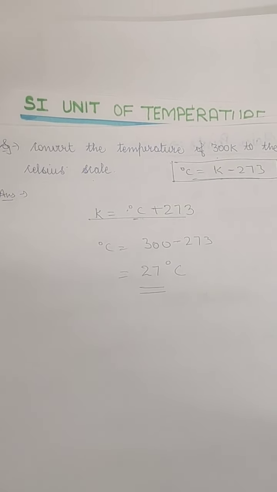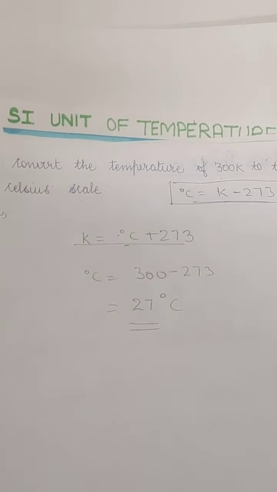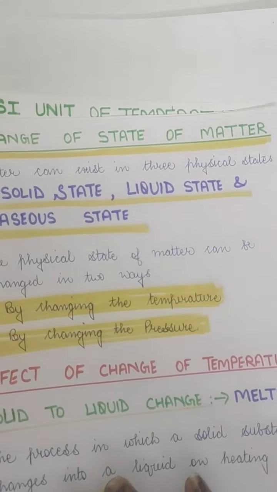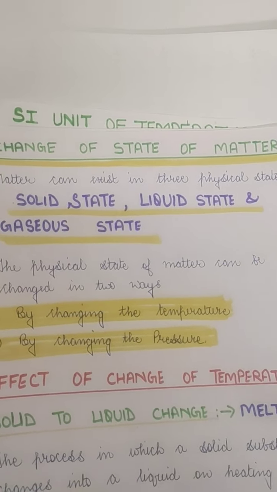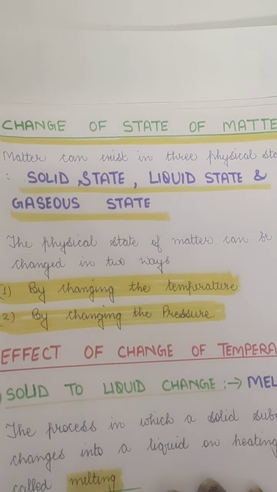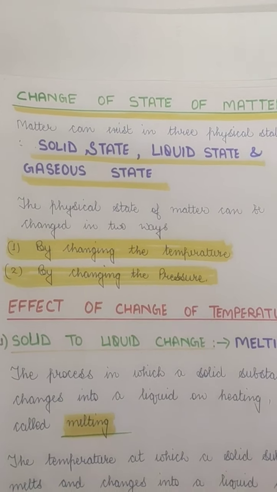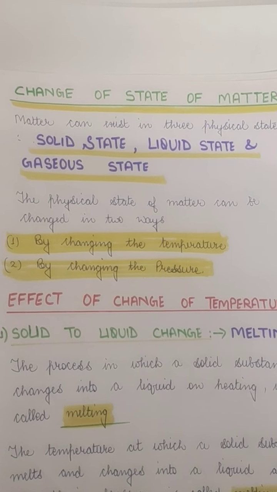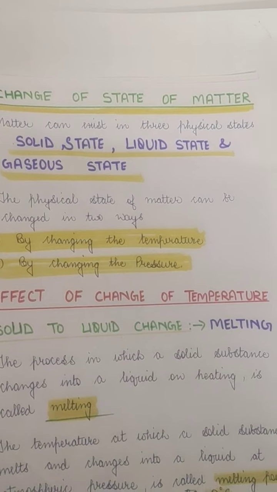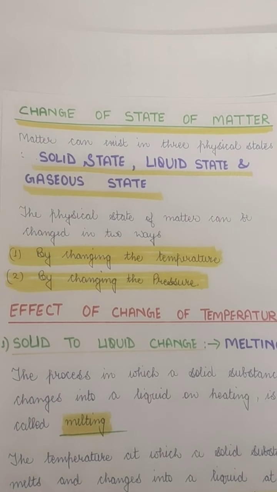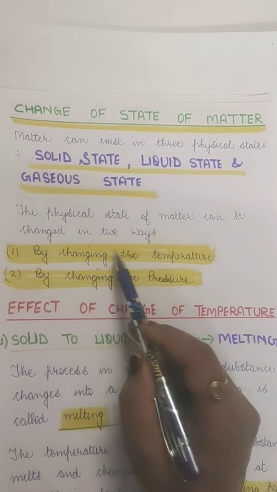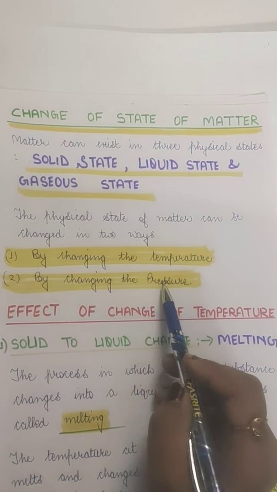Now moving next, we will be learning about change of state of matter. We have finished our temperature, so next is change of state of matter. We know that matter can be in any state: solid, liquid, or gaseous. So how can we change these states of matter? We can change the state of matter by changing the temperature or by changing the pressure.